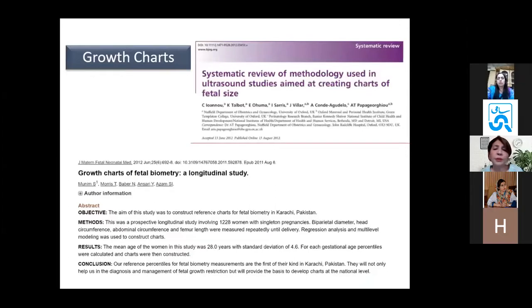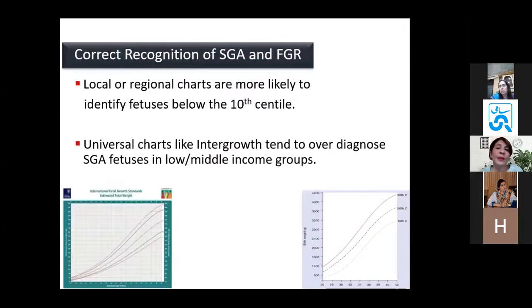Now, this is only to show you how things have evolved, and there is more evidence to suggest that the use of fetal growth charts is important and vital. And I'm just going to spend a minute on our own study, which was a longitudinal study, because more commonly we've seen data from Pakistan on cross-sectional data, and we found this correlates very well with the diagnosis of fetal growth restriction.